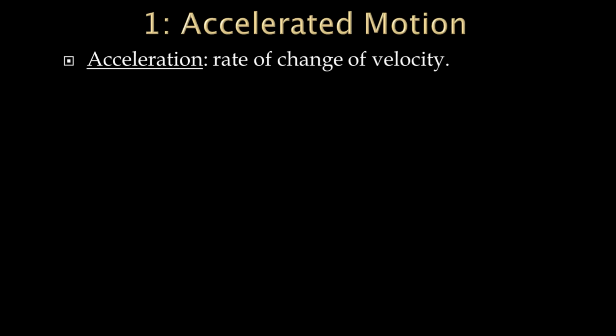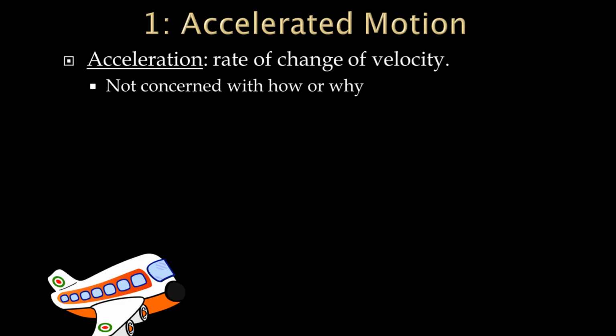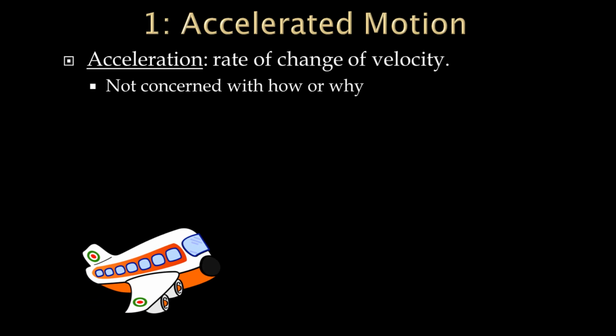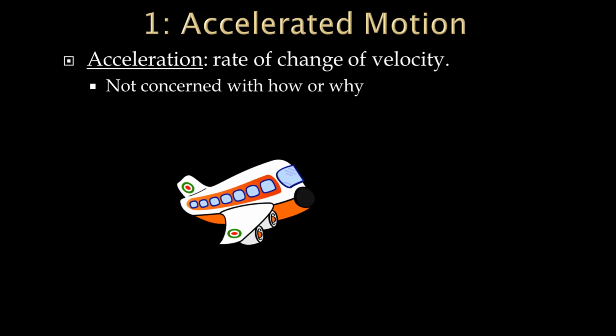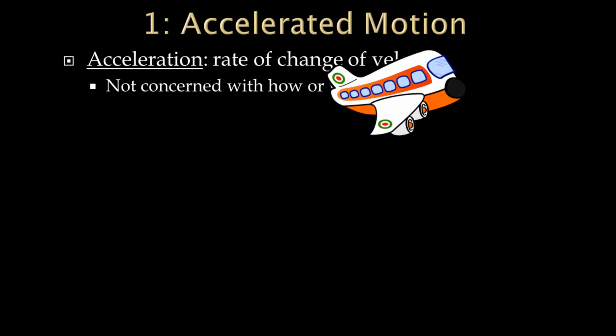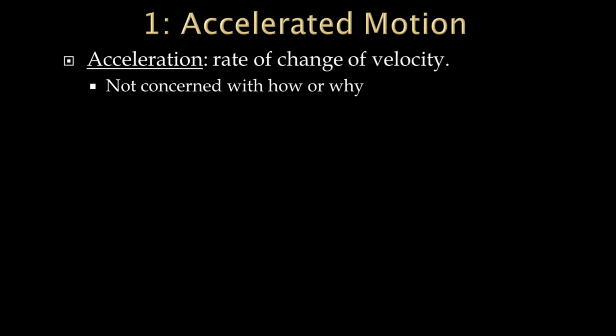Acceleration is the rate of change of velocity. It's not concerned with how or why objects change their velocity. We're just monitoring their change of velocity. If I have an airplane that speeds up as it flies, I'm not worried about how the engines work or why the airplane flies. I'm just looking at its change of motion. If I have a car that's slowing down, I'm not worried about why it's slowing down or how the brakes work. I'm just looking at the change of its motion.